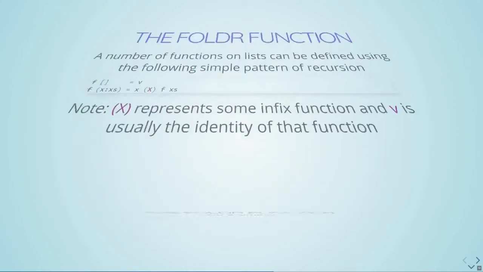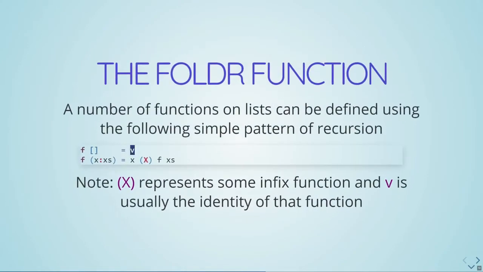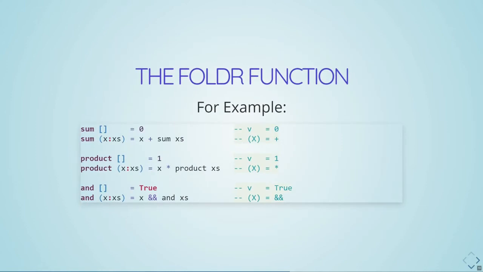So just a thing to note, this v value, there's actually a name for it. This would be called the identity of whatever this operator is. The identity of this operator. So 0 is the identity of plus, 1 is the identity of multiplication, and true is the identity of AND here. So the general thing we're going to be doing here with fold is we're going to give it some binary operator like AND or multiplication or plus, and then the identity value for that binary operator.